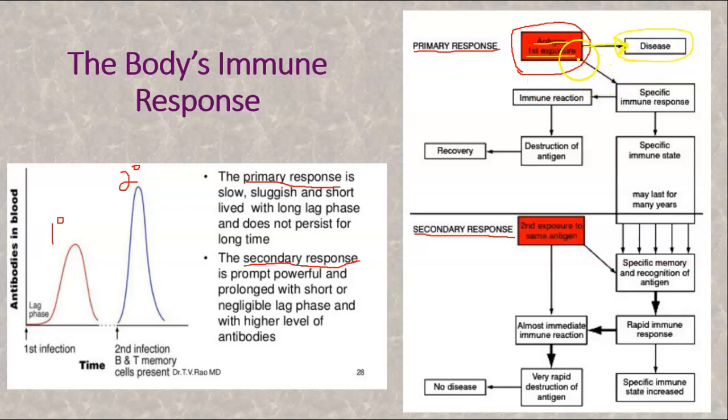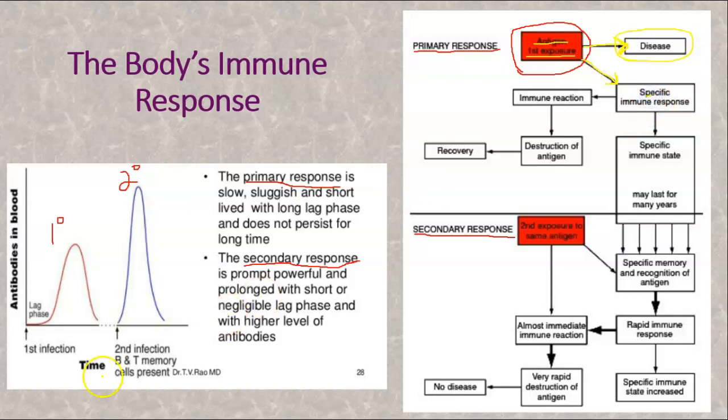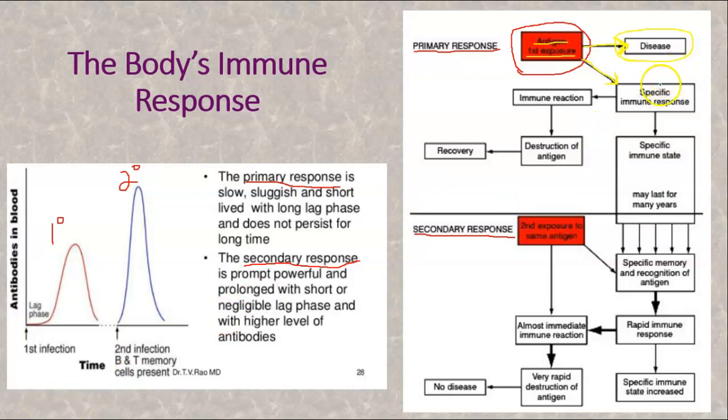Now this arrow here tells us that even though there is disease resulting from the first exposure, there is a specific immune response. And please pay attention to the word specific, because remember in the previous slide I stated that each antibody is specific to a particular antigen. So you have a specific immune response.